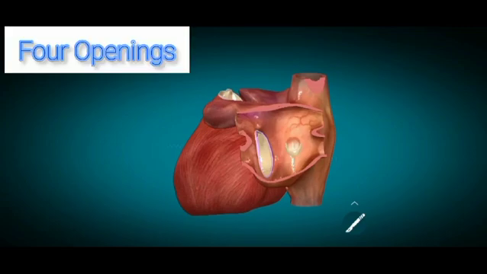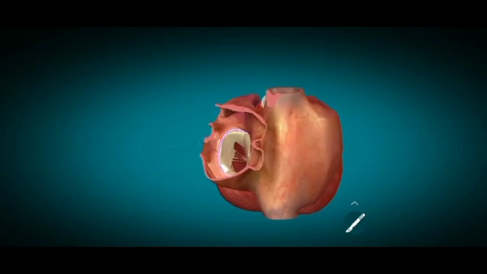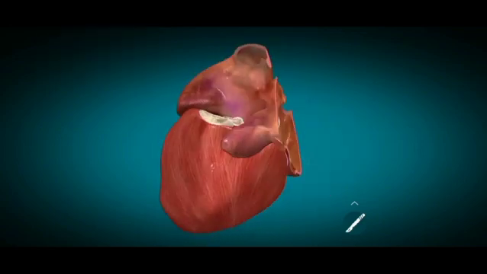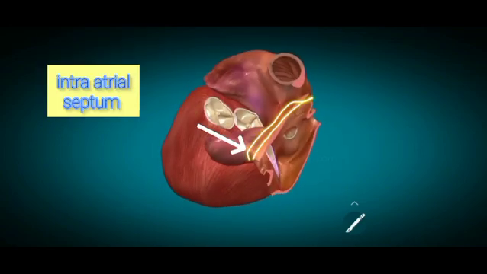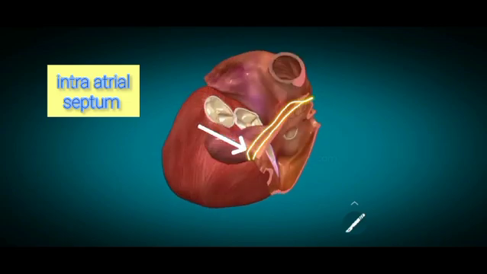So we've got 4 openings, the 4 pulmonary veins, 2 from each lung, open through these posterior walls, and they've got no valves. If I rotate this model, then we've got this left atrioventricular orifice that's guarded by the mitral valve. And if I rotate this model again, then we've got a wall that divides the right atrium from the left atrium, the interatrial septum.